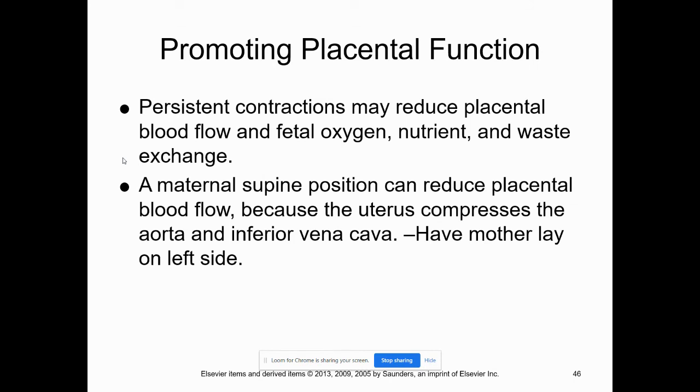Things that we can do to promote placental function. Positioning. That is the most important and common measure to promote placental function. So we can put mom on her side, especially on her left side, and that will prevent that heavy gravid uterus from compressing the aorta and the inferior vena cava, and that will improve blood flow within mom and therefore blood flow to placenta.